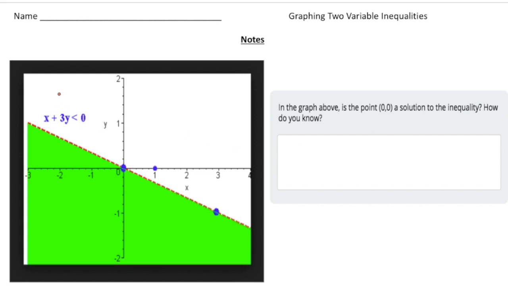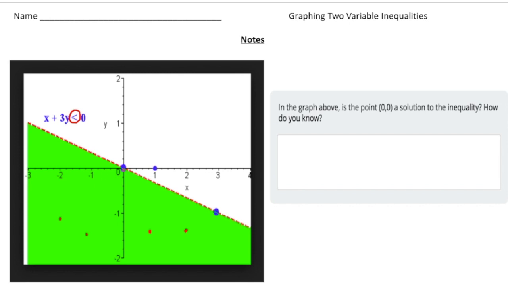Take a look at this two variable inequality: x plus 3y is less than 0. Notice that we have a dotted line. That's because it's less than. So the values on this dotted line are not solutions to the inequality, but all the values in the green are solutions. The question is, in the graph above, is point (0, 0) a solution to the inequality? And how do you know?